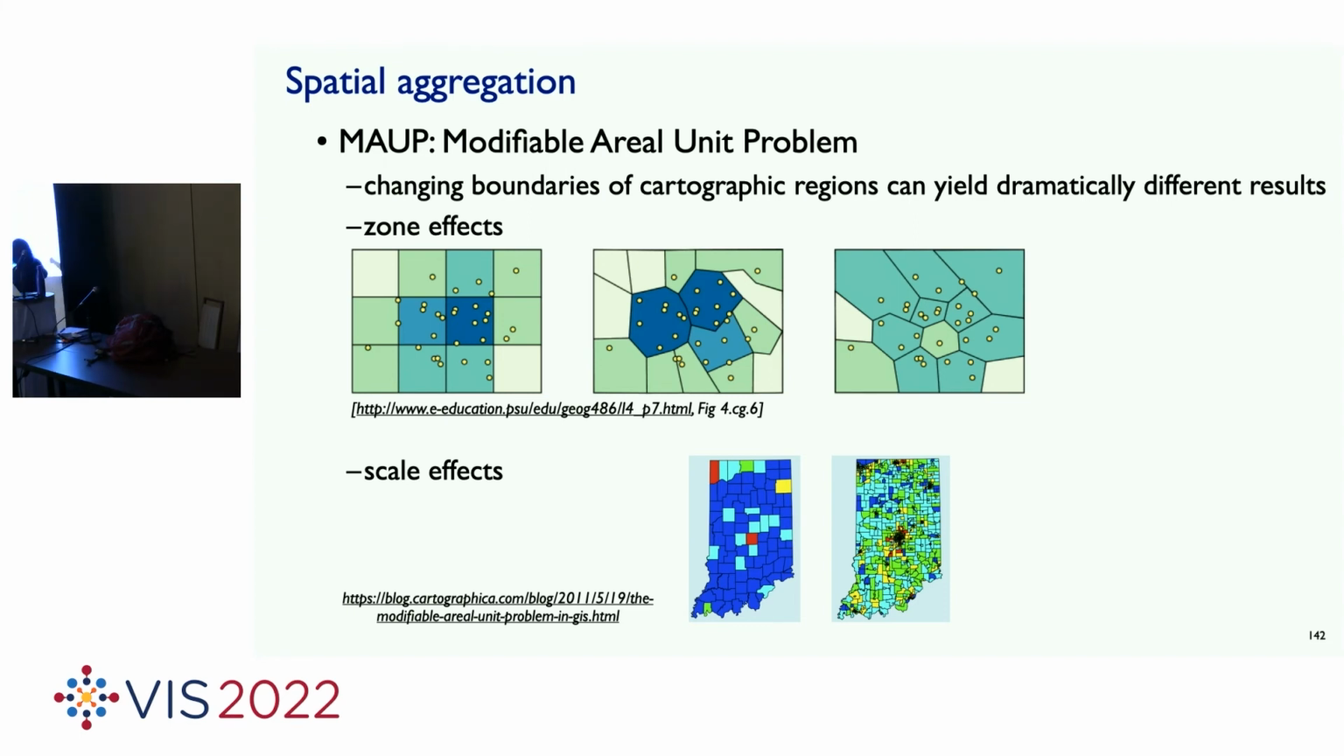We get what's called scale effects when you change the size of the regions. This is just like changing the size of bins in a histogram. So aggregation is a very, very tricky problem. And spatial aggregation is just one special case of the trickiness of how do you aggregate. It has huge effects in terms of how the data looks from a visual encoding point of view.